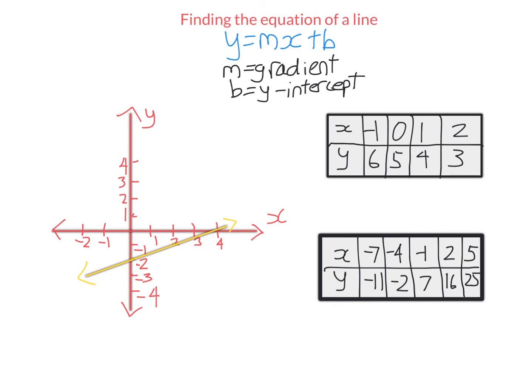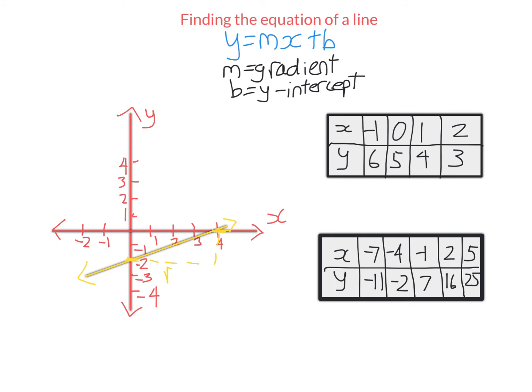So our first step is we need to find the gradient. We're going to do that exactly as I showed you on a previous slide. So you need to pick 2 points you can clearly see. So you could pick this point here and this point here. Always start at the point on the left and go right. So I'm going to go across and then up to get to this point.